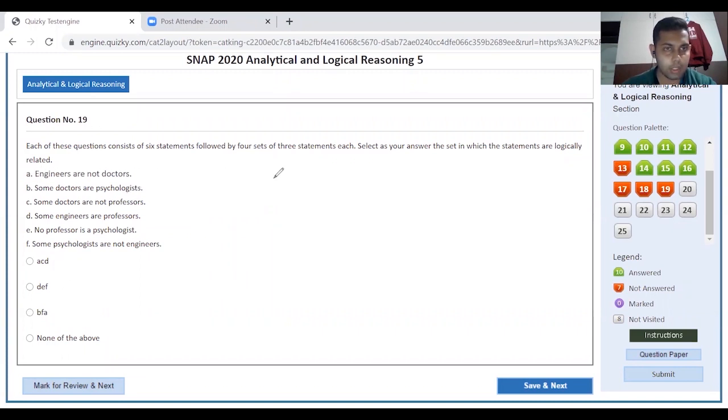ACD. Engineers are not doctors. Engineer, doctor. Some engineers are professors. Some doctors are not professors. No, the story doesn't fit right. Okay.